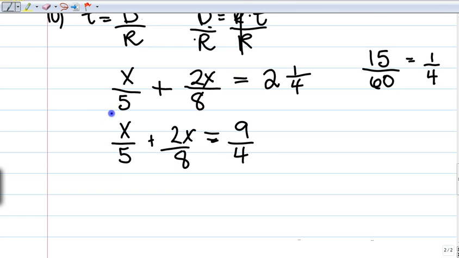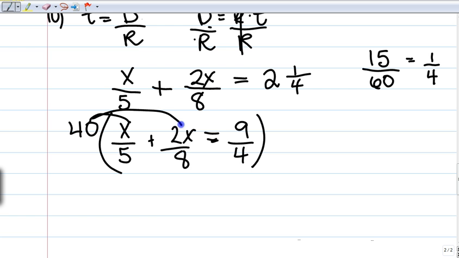Alright, so I'm going to multiply everything by 40. Now, why am I doing that? Well, I'm trying to get rid of all of my denominators. So I asked myself, okay, what does 5, 8, and 4 go into? And the answer is 40.